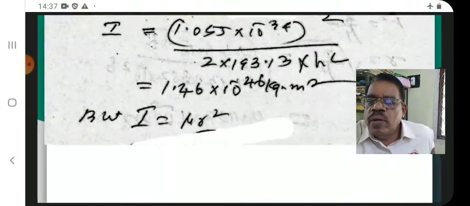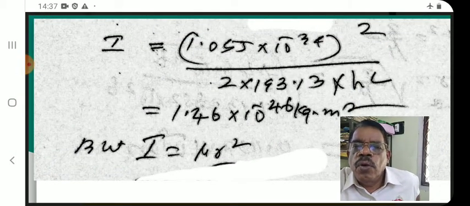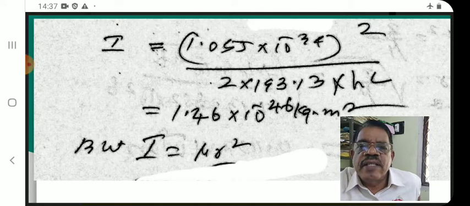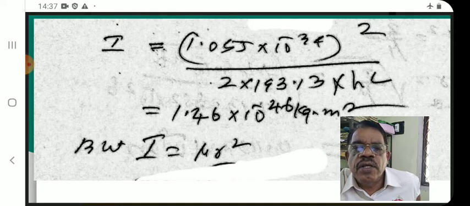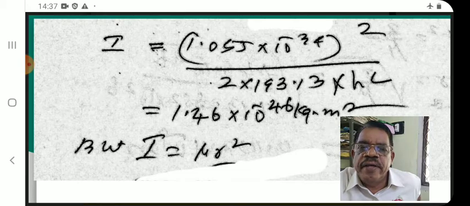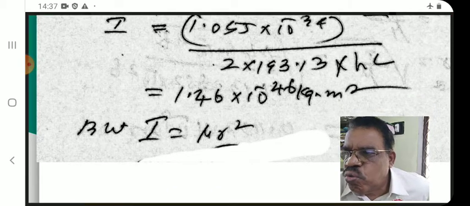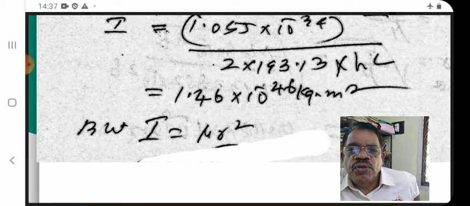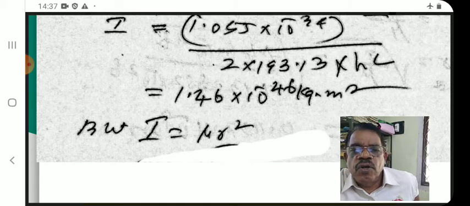On calculation, we get I equal to 1.055 into 10 raised to minus 34 square by 2 into 193.13 into hC. You also put the value of h and C and divide. We get h is equal to 6.626 into 10 raised to minus 34 joule second, and C is equal to 3 into 10 raised to 8. You put the value and divide, we get 1.46 into 10 raised to minus 46 kilogram meter square.